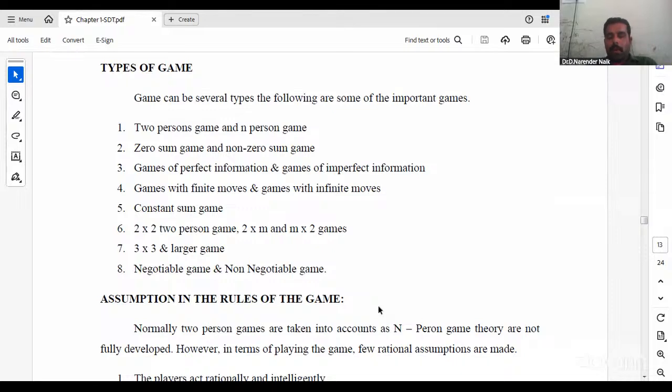Games of perfect information. Games of perfect information means, see, which type of game you are playing regarding the rules and regulations. Okay, all the information will be known to you when it is a game of perfect information.